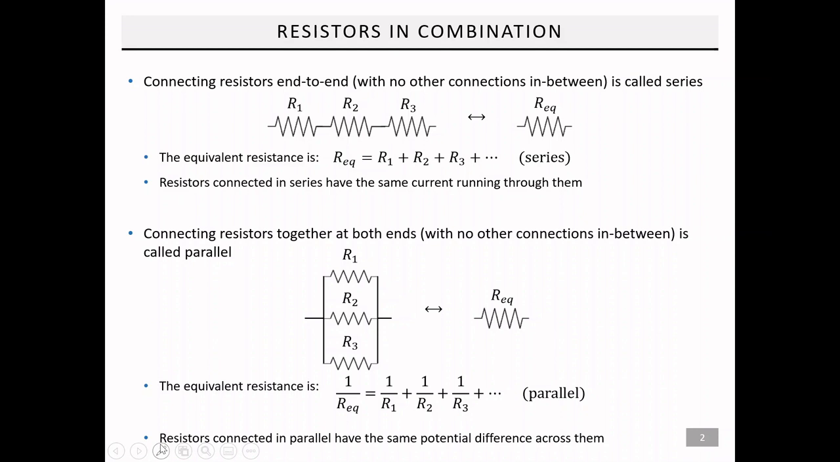And also note that when you connect resistors in parallel, they have the same potential difference across them. So for example, if the potential difference across resistor 1 was 10 volts, then that would also be true for resistor 2 and resistor 3.